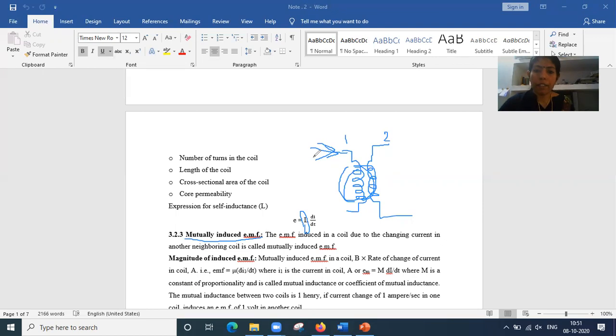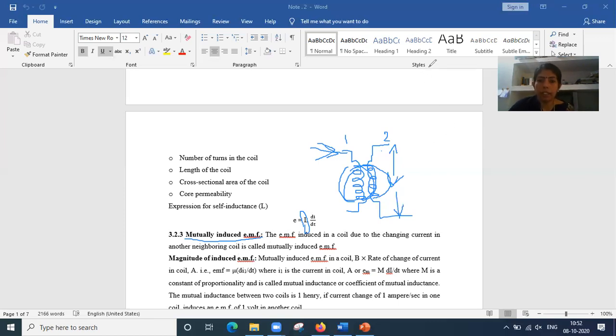When this coil is placed near the second coil, the flux lines of the first coil will link with the second coil also. So this alternating field will produce another EMF in the second coil. That EMF or voltage is known as mutually induced EMF. The EMF induced in a coil due to the changing current in another neighboring coil is called mutually induced EMF.